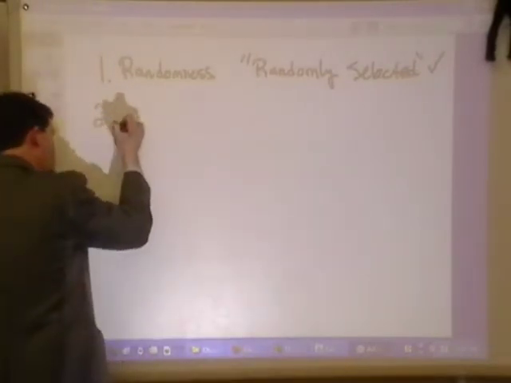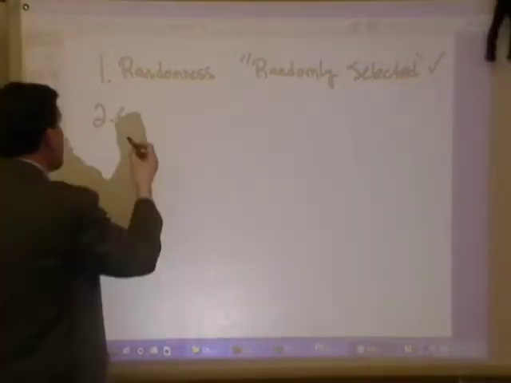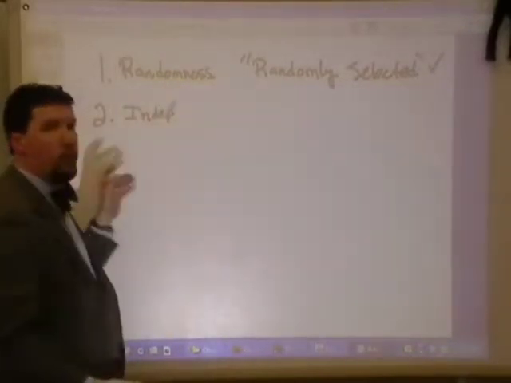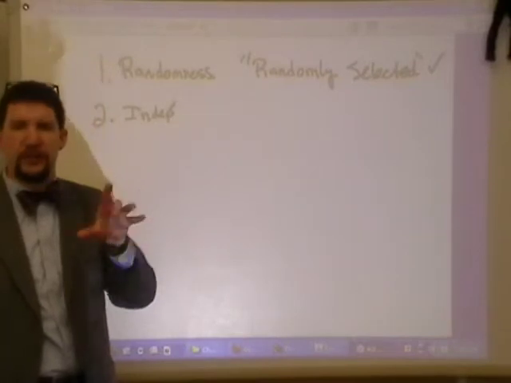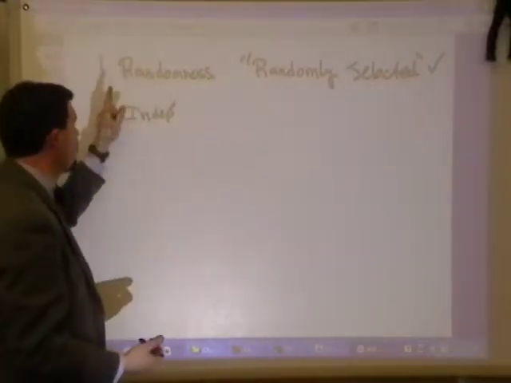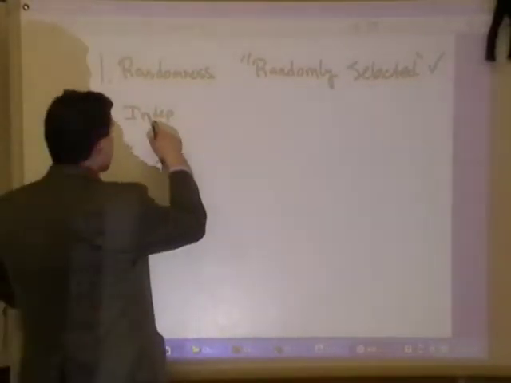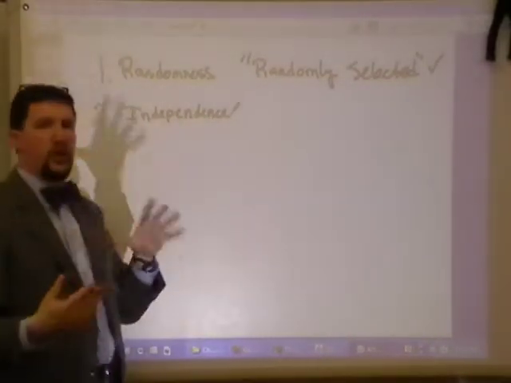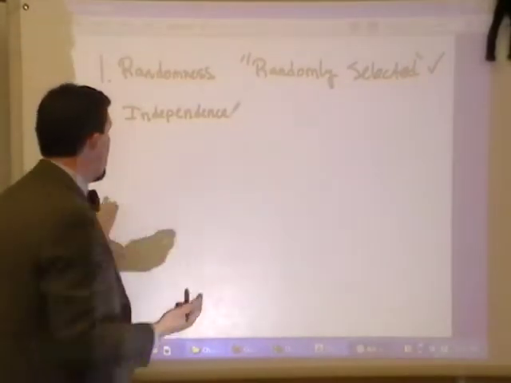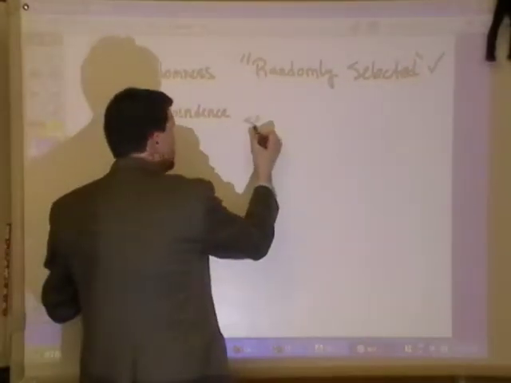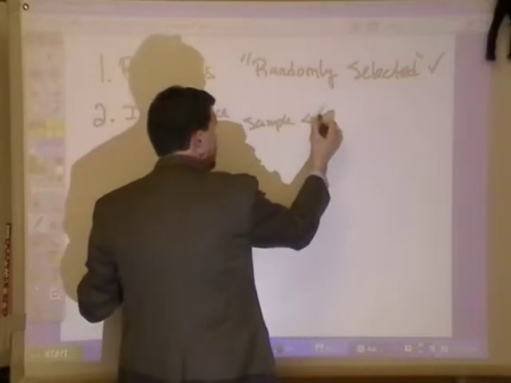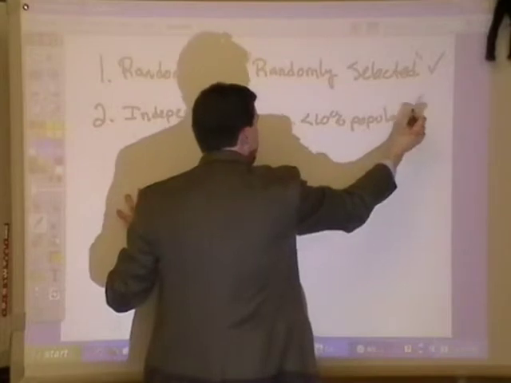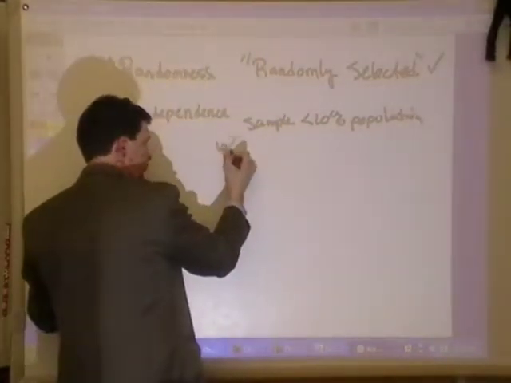Okay, number two. What's the next thing I need to check? I need to check for independence. Now randomness tells me that one piece is not going to influence the next because each one has an equally likely chance of being selected. But how do I check independence? Meaning, how do I know that too many pieces aren't going to affect too many pieces? The way I do that is I check, is my sample less than 10% of the population? Well, my sample size here happens to be 1,000.